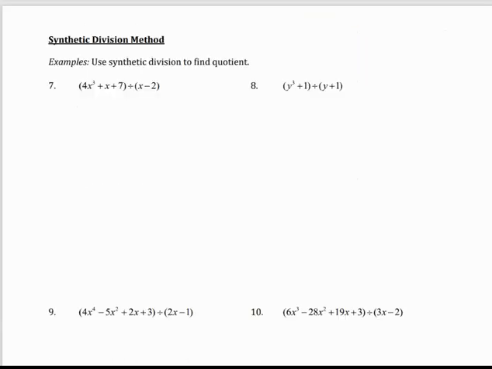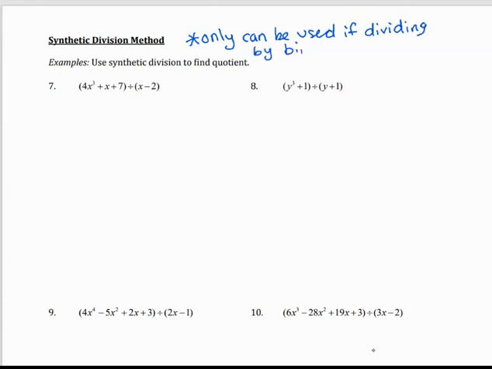Okay, now let's look at synthetic division. So for synthetic division, we can only use this when we're dividing by a binomial with a power of 1. Okay, so it can only be used if dividing by a binomial of degree 1.